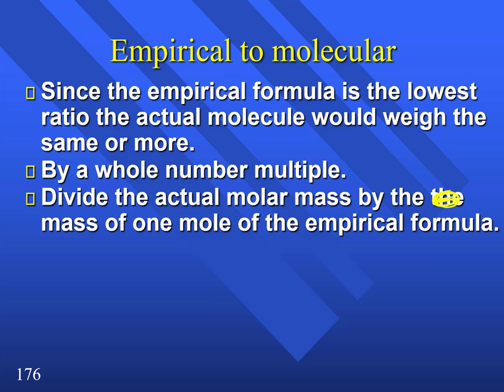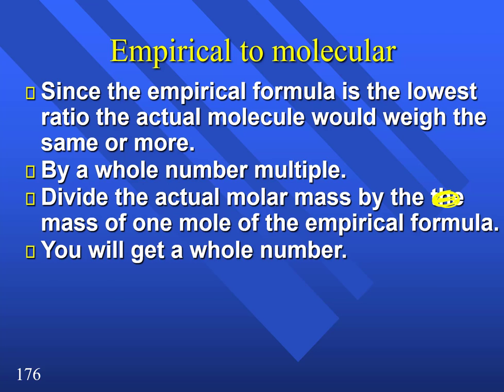So if you take the actual molar mass and divide it by the empirical formula's molar mass, you will get a whole number. It'll be the same, so the number will be 1. Or it'll be twice as heavy, so it'll be 2. And if it's twice as heavy, the reason why it's twice as heavy is because it's got twice as much of everything.